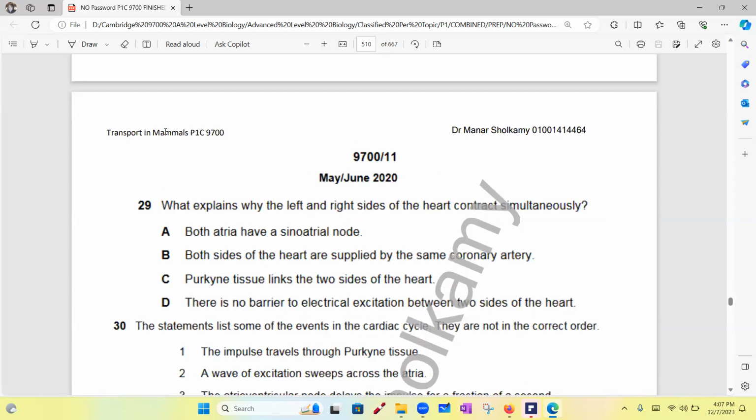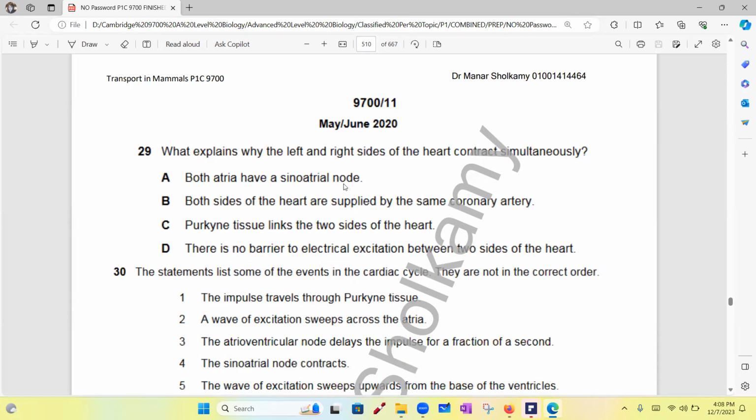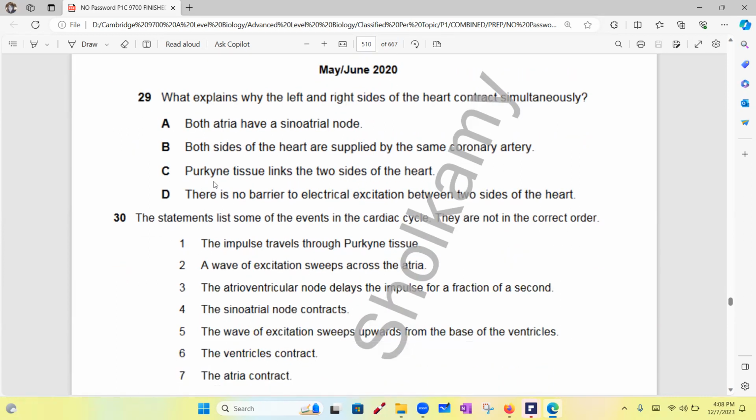Now, what explains why the left and the right sides of the heart contract simultaneously? Simultaneously means they contract together. Why do they contract together? Because both atria have a sinoatrial node, because both sides of the heart are supplied by the same coronary artery, because the Purkinje tissues links the 2 sides of the heart, or there is no barrier to electrical excitation between 2 sides of the heart.